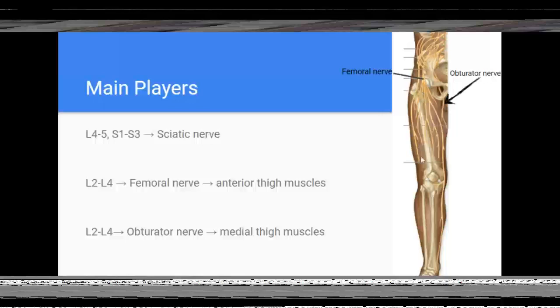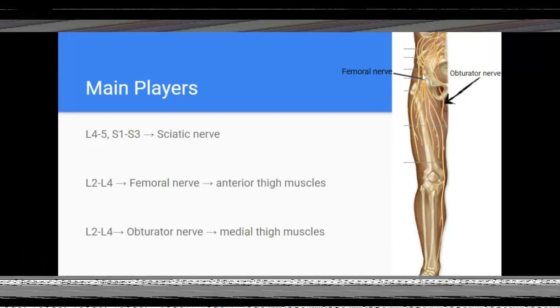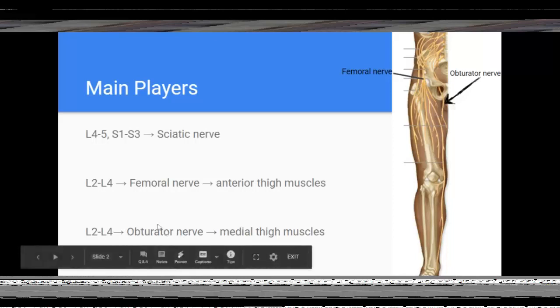So the anterior thigh muscles, right, and the thigh is going to be the part of the lower limb that is of the femur, I guess. So anterior, it's going to be working on those quads and everything, acting on the knee and the hip. So that's the femoral nerve coming out right here, and it really branches into a ton of little branches. And then the obturator nerve, again, coming from L2 through L4.